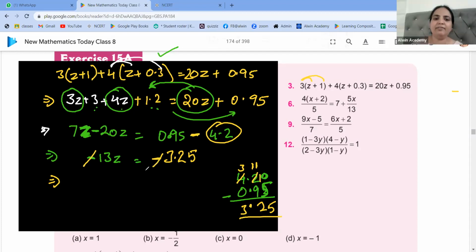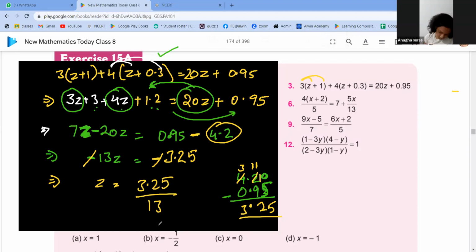Now negative and negative can be cancelled on both the sides. So z is equal to 3.25 by 13. Clear or not?